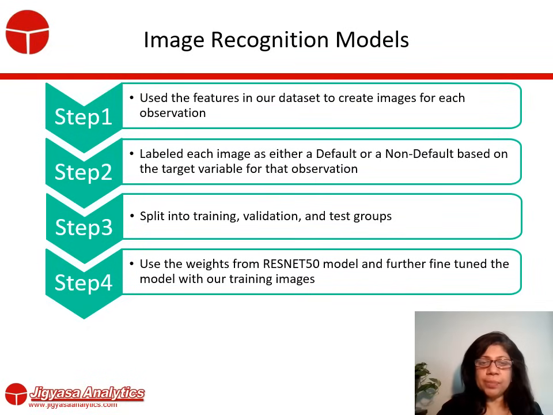Once we had all our images, we decided to use the ResNet 50 model for our experiments. And so we used the weights from the ResNet 50 model and further fine-tuned those weights with our training images. The reason we use the ResNet 50 model is because it is known to be a very powerful model and it performs very well with image classification tasks.